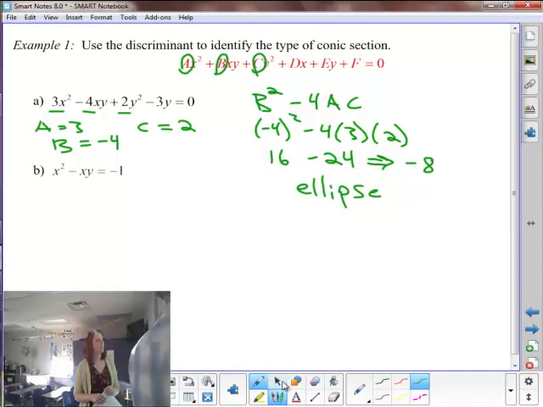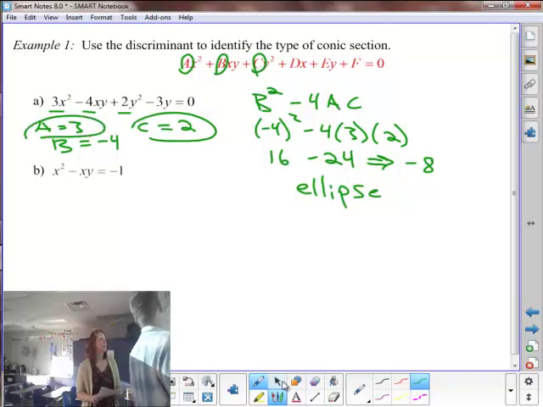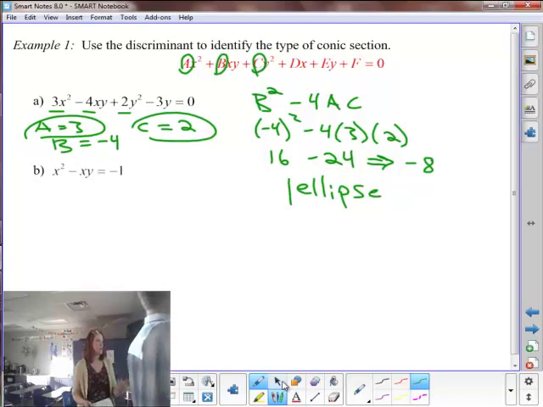How do we know it's not a circle? If it's an ellipse, we definitely have to check for a circle. For a circle, the A has to equal the C. A is 3 here, and C is 2. Obviously not the same number, so we're definitely not a circle. We're just an ellipse.